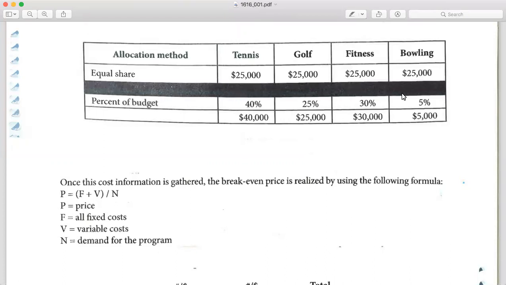Fixed costs are those that do not change with the number of participants and remain constant for the duration of a program. So fixed costs can be categorized as direct fixed cost or indirect fixed cost. A direct fixed cost is a result of conducting a specific program. If the program did not take place, the cost would not be incurred. So an example of a direct fixed cost would be the cost of renting an activity room for an exercise class. Regardless of the number of participants, the rental fee remains the same.